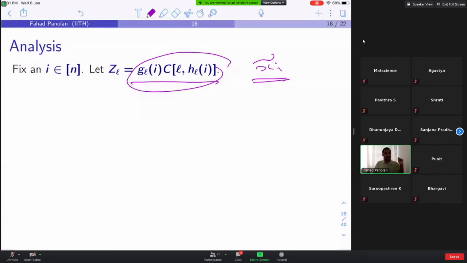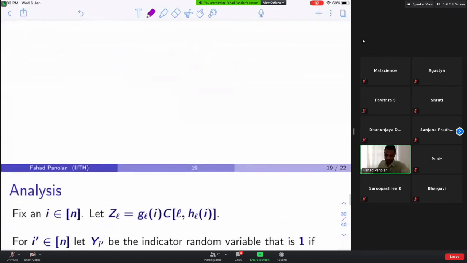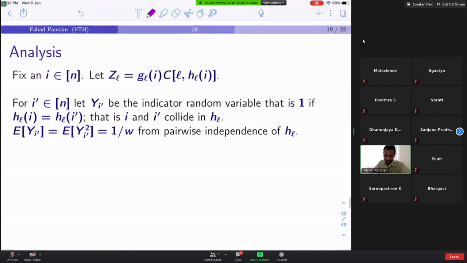So you just fix l and fix i. Z_l is the counter value in which i is mapped to by the hash function h_l, and then in that counter value you multiplied with the sign of i, so that this value will be x_i plus some quantity. Okay, so x_i will be added positively and the others may be added negatively or positively.